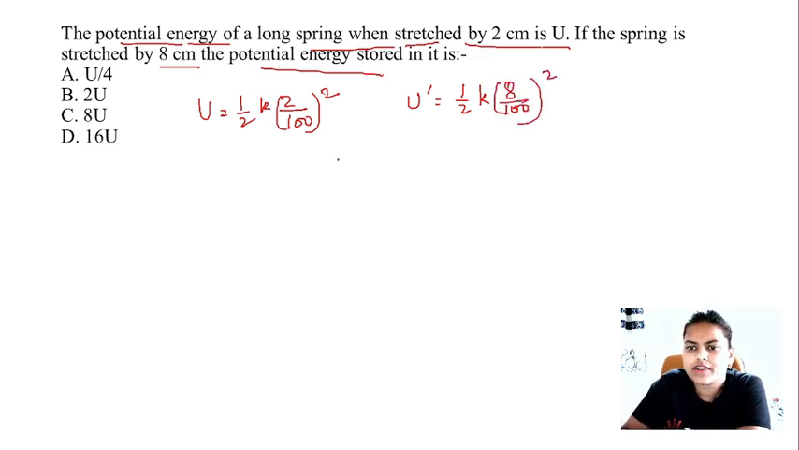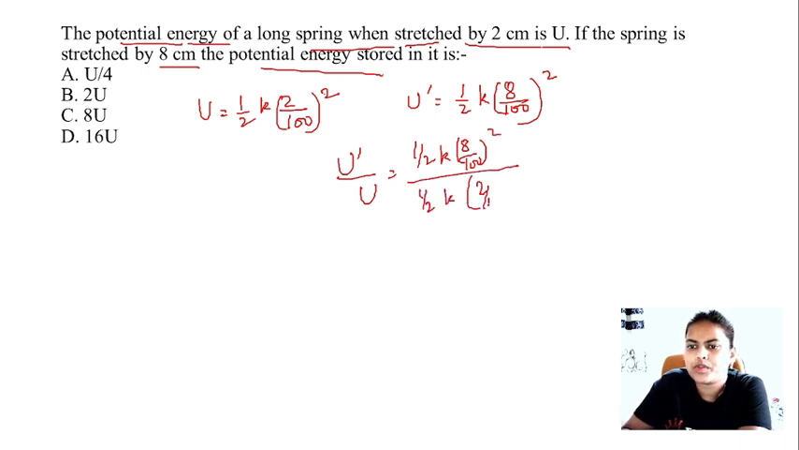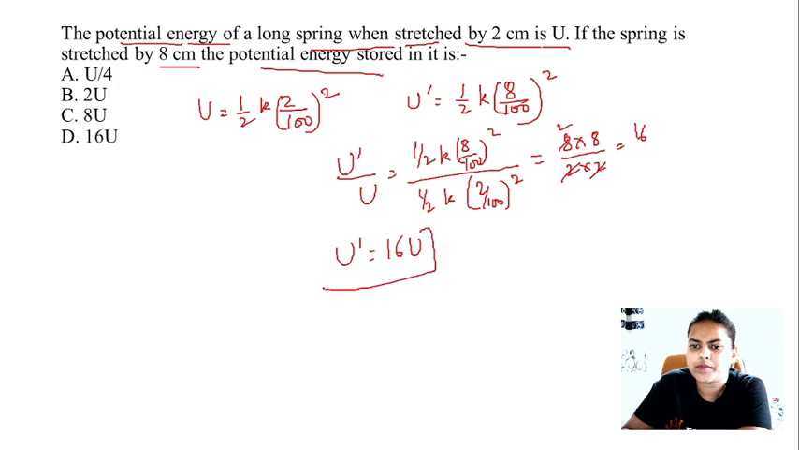So let's divide U dash upon U, the ratio would be equal to 1 upon 2 k (8 upon 100) square divided by 1 upon 2 k (2 upon 100) square. So it would be 8 into 8 divided by 2 into 2. So it would be 4 into 4, it would be 16. So U dash is equal to 16 times of U. D is the correct option.